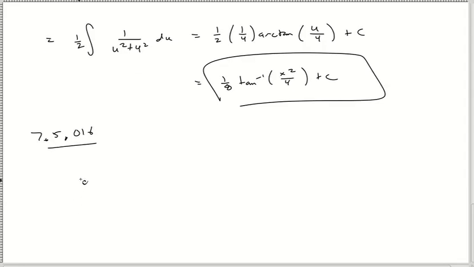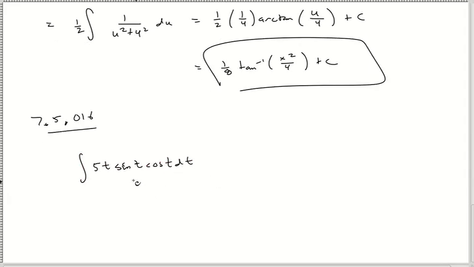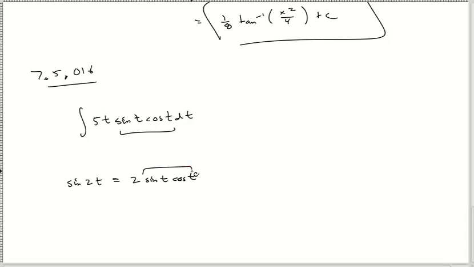So I've got the integral of 5t sine t cosine t dt. That's a lot of t's. This right here looks very familiar. I know I've seen that before. So sine of 2t is equal to 2 sine of t cosine of t. Isn't that what that is? Yep, I think so. And so we have this portion.